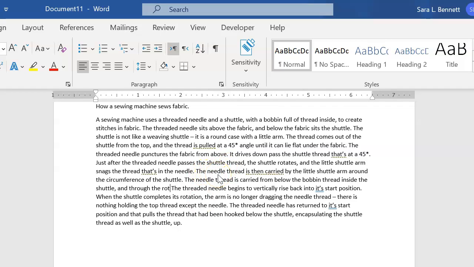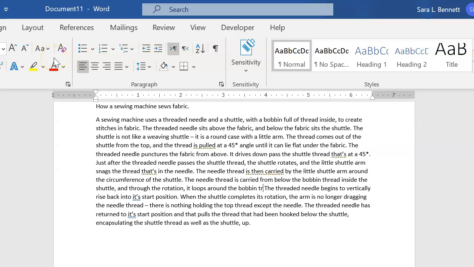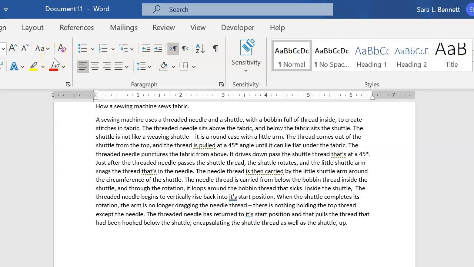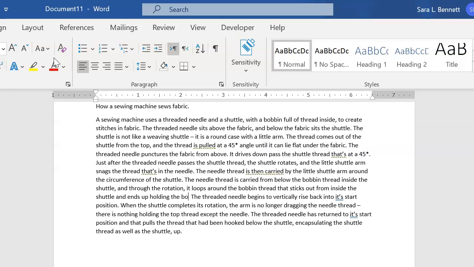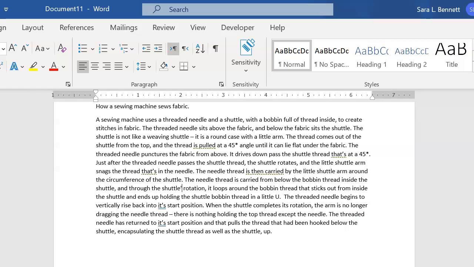The needle is then carried by the little shuttle arm around the circumference of the shuttle. And through the rotation, it loops around the bobbin thread that sticks out from inside the shuttle and ends up holding the shuttle bobbin thread in a little U. Now, does this remain how I write this?